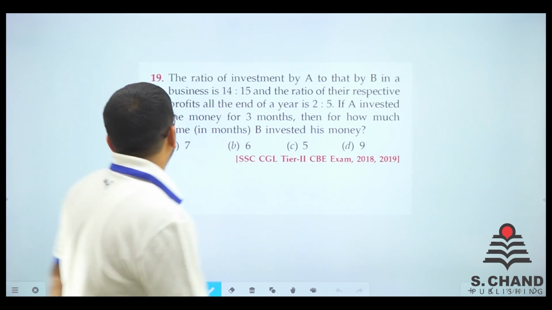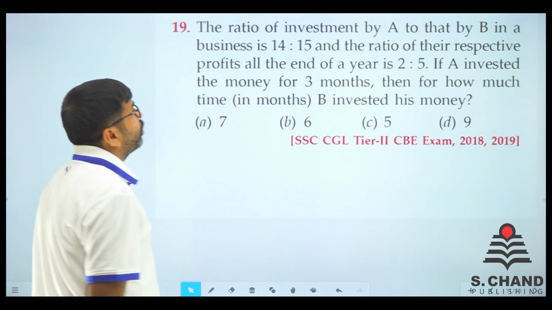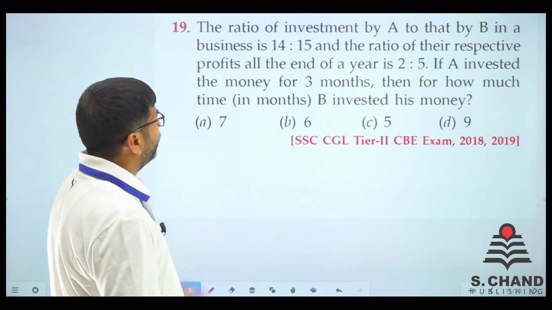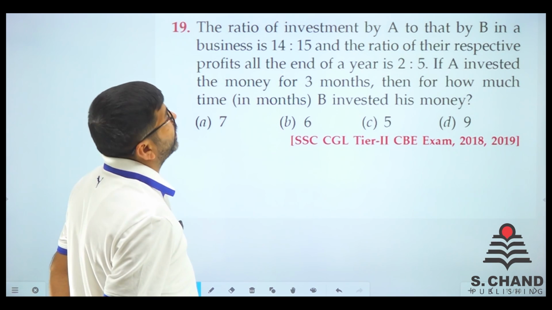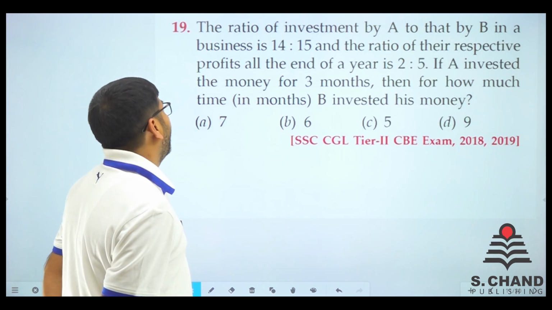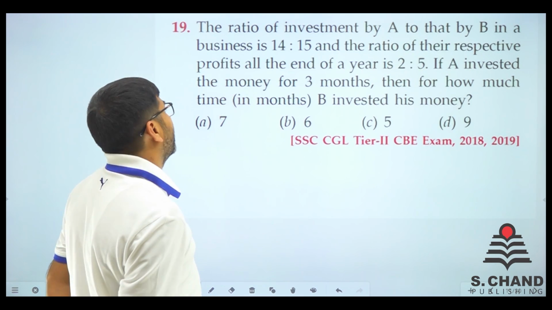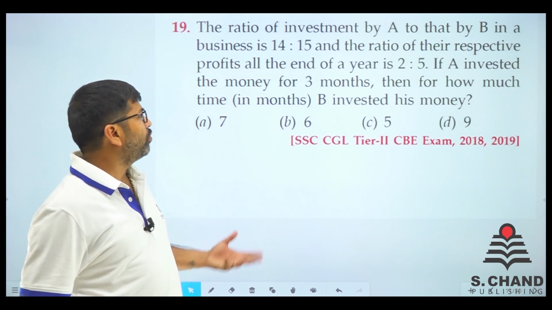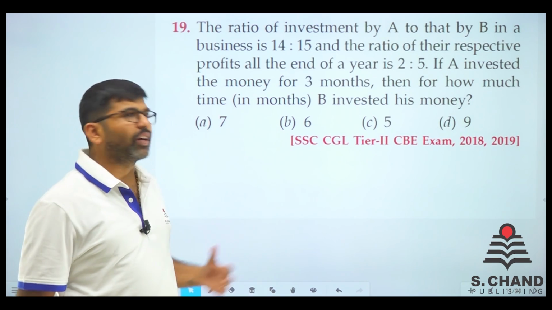Here we go. Question number 19. Let's see what this question says. The ratio of investment by A to B is 14:15. And the ratio of their respective profits at the end is 2:5. If A invested the money for 3 months, then how much time B invested his money, and that too in months, right? So I don't think that will be a big challenge for you. Let's see what is the concept behind it.